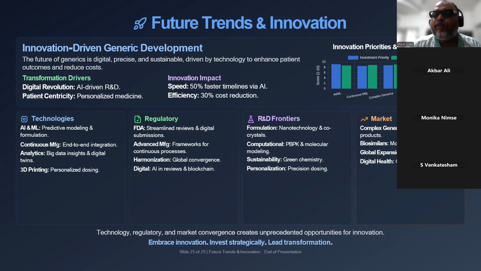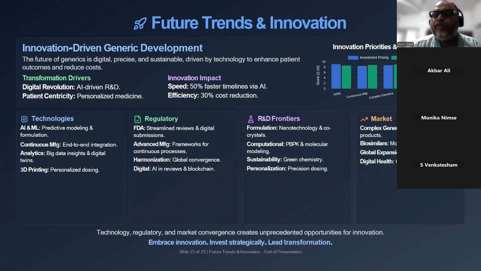So regulatory, the FDA's streamlined reviews and digital submission, already we are doing for ANDA and all the markets. Then the advanced manufacturing framework for continuous process, this is also required. Then the harmonization, global convergence. If you look at my LinkedIn posts from 7 to 8 months back, you will get a lot of information about harmonization. We'll discuss this also when we go there.